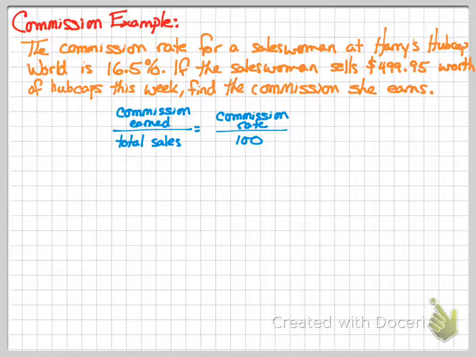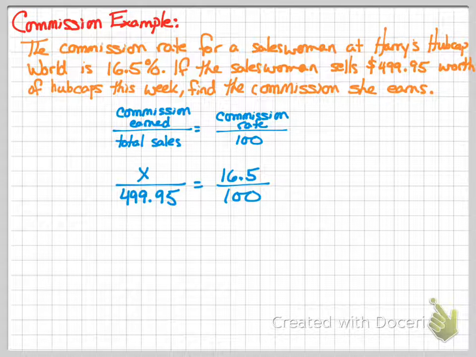Well, once you put down your proportion, remembering what each piece is, remember we talked about this, it's the commission earned over the total sales made equals the commission rate over 100. We know that we're trying to find the commission earned. It's based on what the question asks us. We also know that $499.95 is the total sales made at the Hubcap store this week. So that goes on the bottom. And then the commission rate was 16.5%. So we're going to earn 16.5% of $499.95.